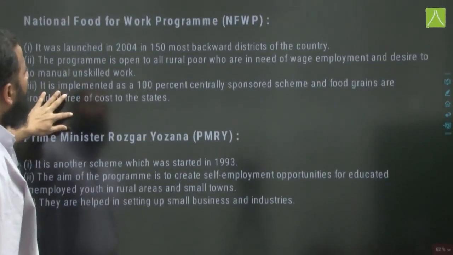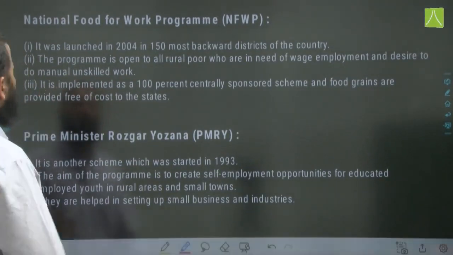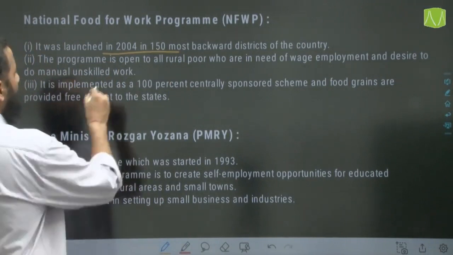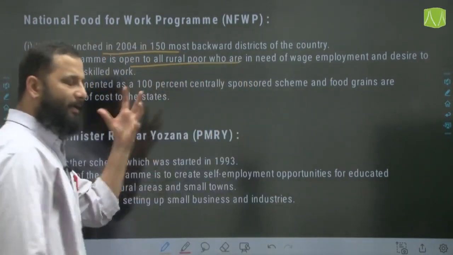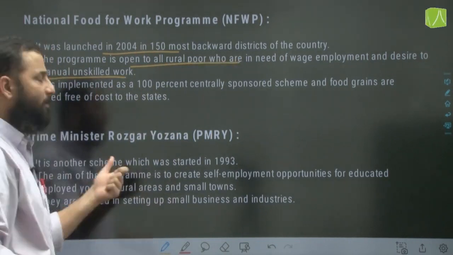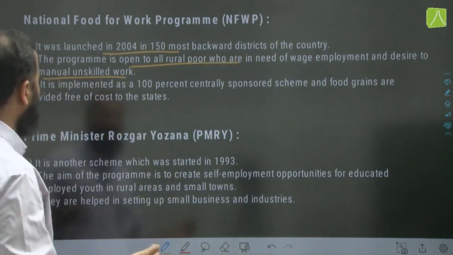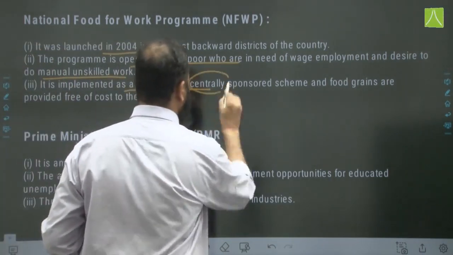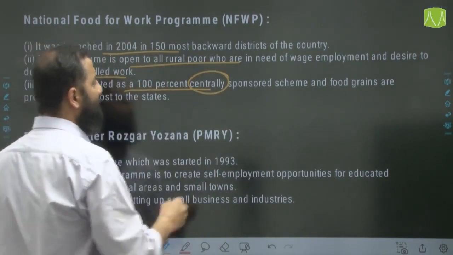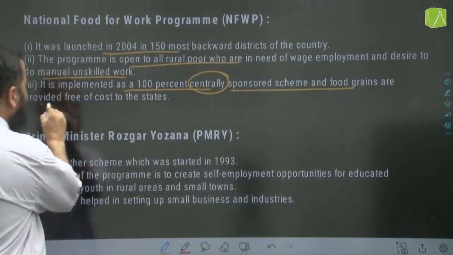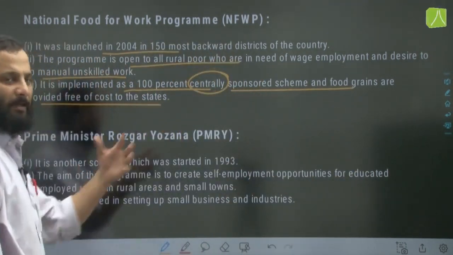Next is the National Food for Work program. It was launched in 2004 in the 150 most backward districts of the country, open to all rural poor who are in need of wage employment and desire to do manual unskilled work. It is a 100% centrally sponsored scheme, and food grains are provided free of cost to the respective states.